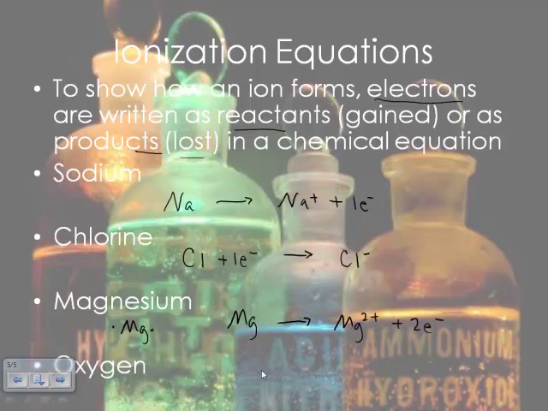Now let's do the dot diagram for oxygen. Oxygen has 6, so we could either give away 6 electrons here, or we could gain 2 more. I think 2 more is easier. That seems like it would take less energy, right? Okay, so gaining means we're putting them as reactants. And then we have 2 extra electrons, so the charge is a 2 minus, because the electrons are negative.